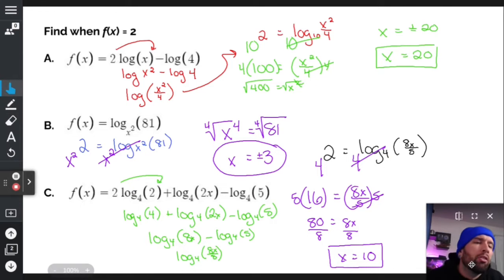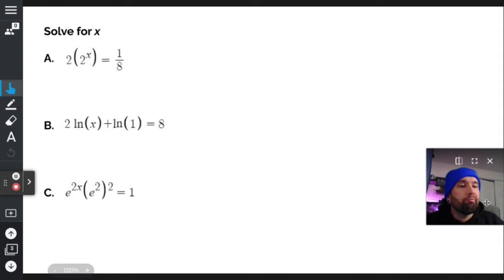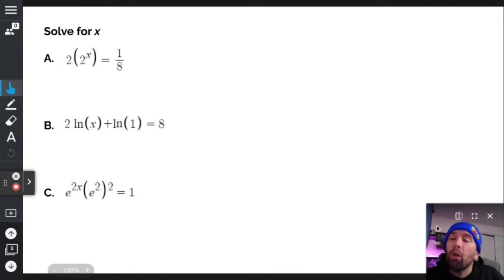This wasn't a calculator section. Let me move my face just to double check. There was no calculator part there. Don't need one. Is this a calculator problem? No. No calculators at all.